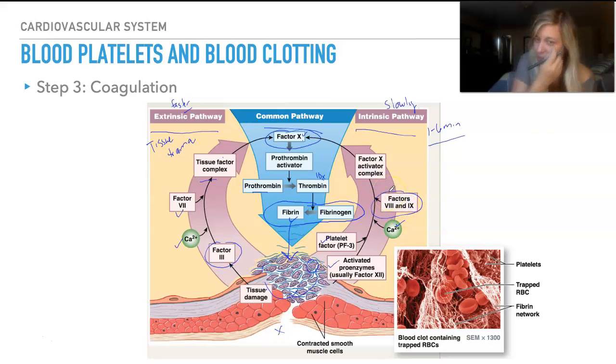Factor 8 and factor 9 here, forming that factor 10 activator complex, which then feeds into the common pathway and continues to generate the fibrin, which forms the mesh. And then the video got a little bit into the breakdown of this, right? The reverse process that basically breaks all this back down once this tissue has been healed over. So the blood clotting cascade is pretty complex.